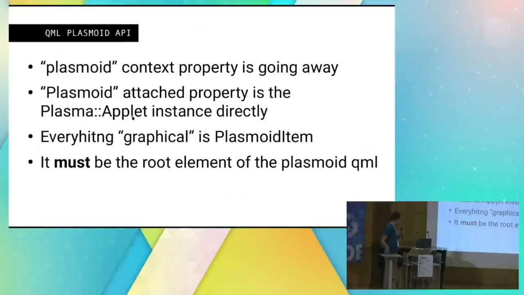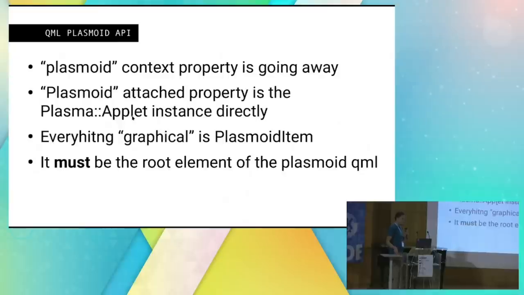So you had this magical context property, which is not a good thing to have in QML, called plasmoid, which was a Qt6 item that wrapped most, not all, of the central class of plasmoid, that is plasma applet, with a kind of similar but not exactly the same API. Now you only have the uppercase Plasmoid, an attached property version, which is directly the plasma applet instance. So you can use basically 100% of the API, everything that is exposed as properties, invokables, signals, and whatnot.